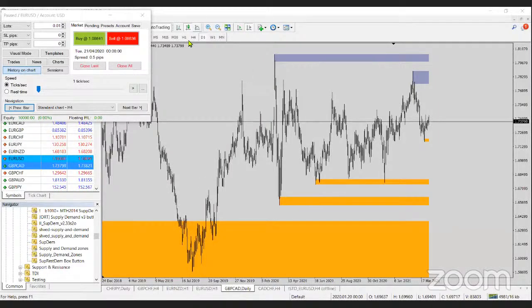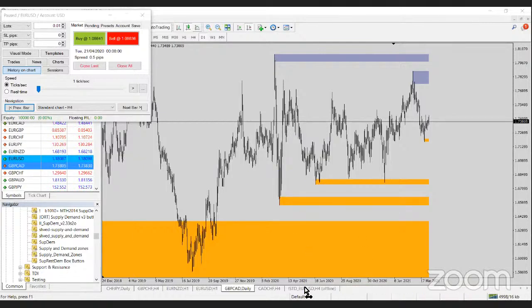So these lines, these zones actually redraw, they are not fixed there permanently. In that sense, it's nearly impossible to backtest with supply and demand. It's the same thing with support and resistance, since both indicators redraw themselves. But I'm just going to give you an idea of how this indicator works. I mean, there is a way to backtest, but it's extremely tough.